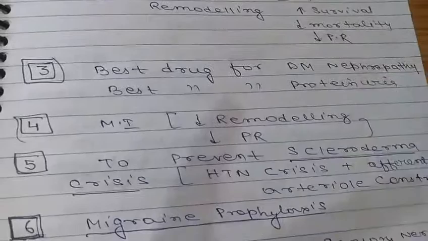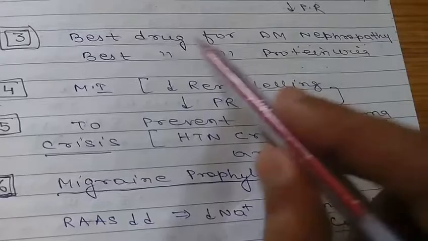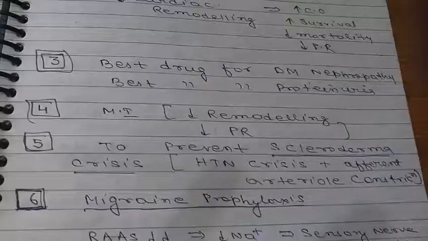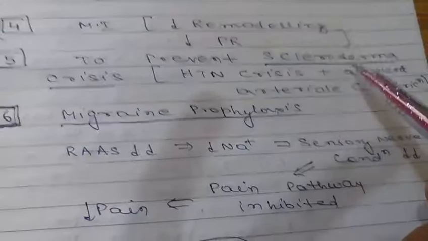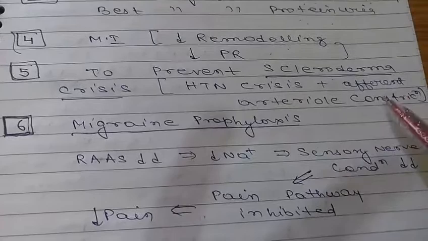They are the best drug for diabetes mellitus nephropathy, best drug for proteinuria, because we have seen that angiotensin 2 was responsible for proteinuria, as we've discussed. It can also be given in myocardial infarction because of decreased remodeling and peripheral resistance. It is also used to prevent scleroderma crisis. What is scleroderma crisis? Scleroderma crisis means hypertensive crisis plus efferent arteriole constriction. These two combined are called scleroderma crisis.